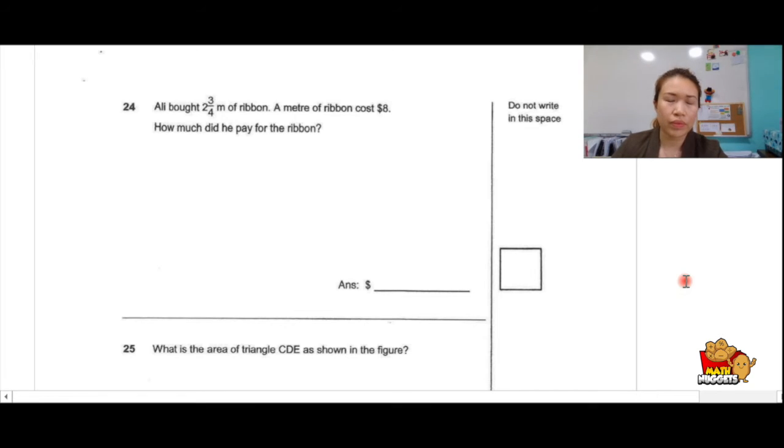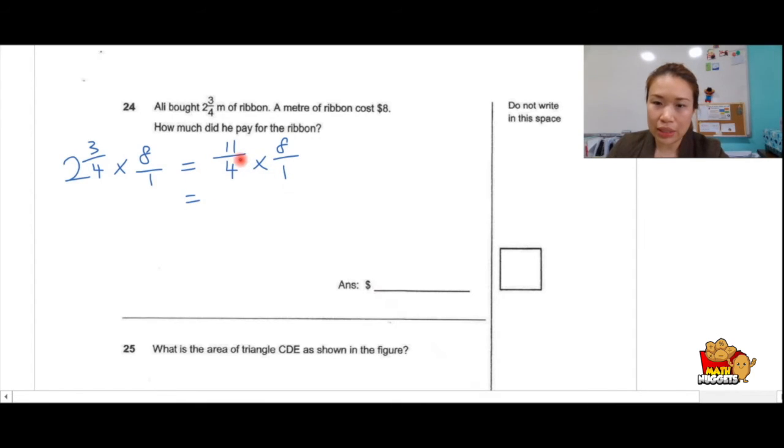Question 24. Ali bought 2 3/4 meters of ribbon, and a meter of ribbon costs $8. How much did he pay for the ribbon? Take 2 3/4 multiply by 8. We have to change it to an improper fraction first. You cannot just take the whole number and multiply. So this would be 2 times 4, 8. 8 plus 3, 11. 11 over 4 times 8 over 1. Let's do our cross cancellation. Divide by 4, divide by 4. $22.